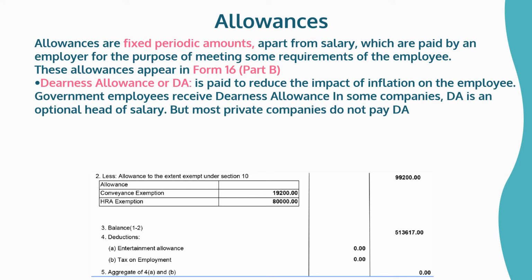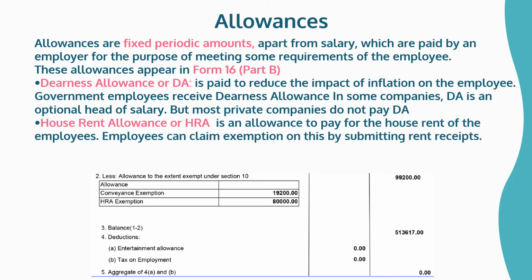Dearness allowance or DA is paid to reduce the impact of inflation on the employee. Government employees receive dearness allowance; some companies also pay it. DA is an optional head of salary, but most private companies do not pay DA.